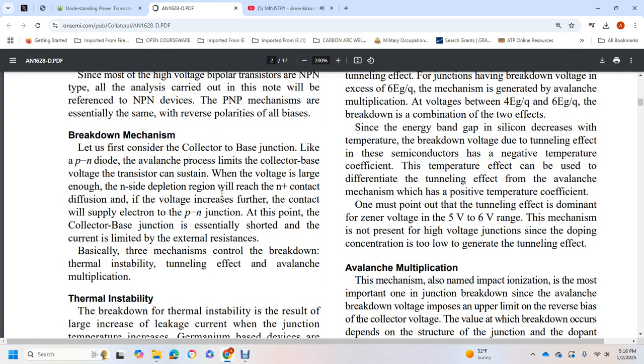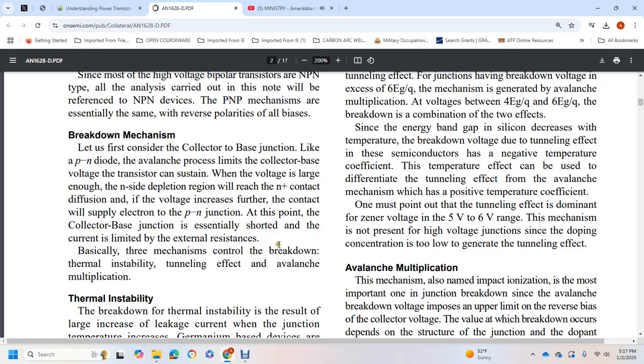Let's first consider the collector and the base junction. Like the PN diode, the avalanche process limits the collector base voltage that the transistor can sustain. When the voltage is large enough, the N side depletion region will reach the N+ contact diffusion. If the voltage increases further, the contact will supply electrons to the junction. At this point, the collector base junction is essentially shorted and the current is limited only by external resistance.